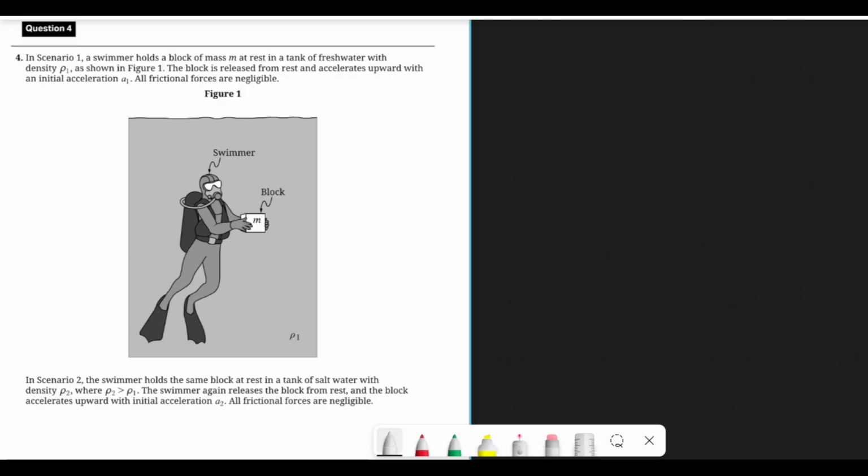In scenario 2, the swimmer holds the same block at rest in a tank of salt water with density ρ2. ρ2 is greater than ρ1, so the density in the salt water is bigger than the density in the fresh water. The swimmer again releases the block from rest, and the block accelerates upward with an initial acceleration a2. All frictional forces are negligible. So let's get into this final question right here.